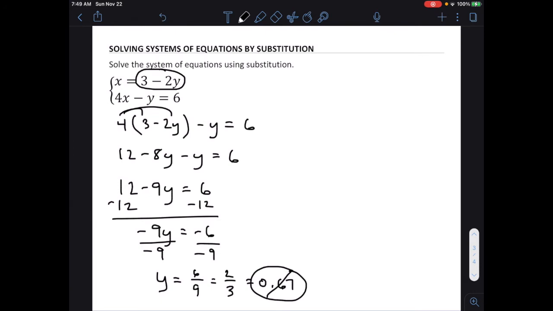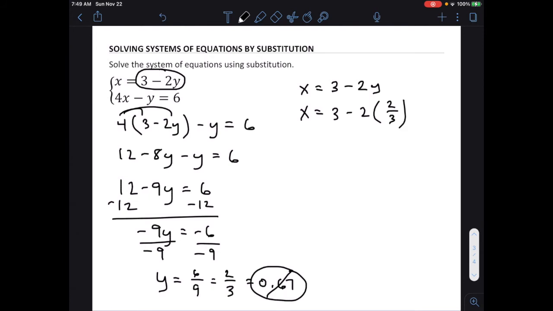Okay, so I'm going to plug it into the first one to find x, because the reason I choose the first one is because x is already by itself, and in the second one it's 4x minus y. So if it's 4x minus y, I'm going to have to do a bunch of work to figure out what x is, or to get x by itself. So in this case, I have x equals 3 minus 2y, and I'm going to plug in my 2/3. x equals 3 minus 2 times 2/3.